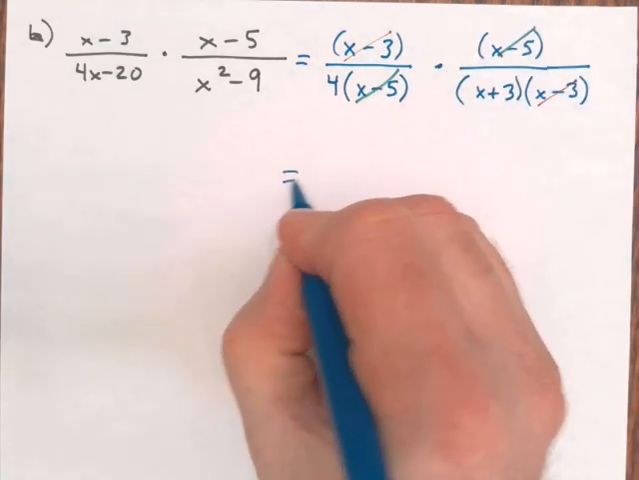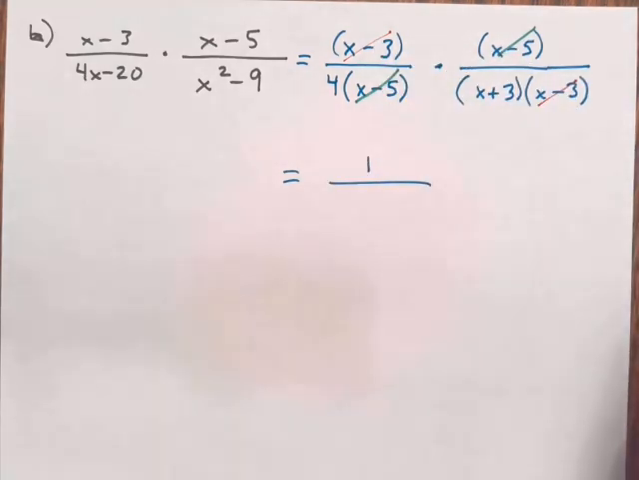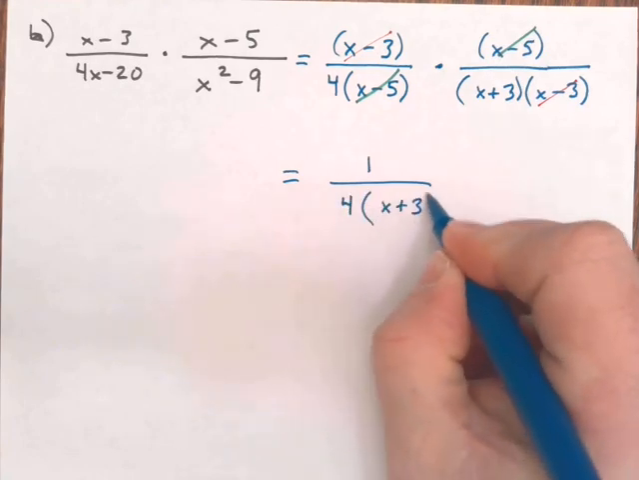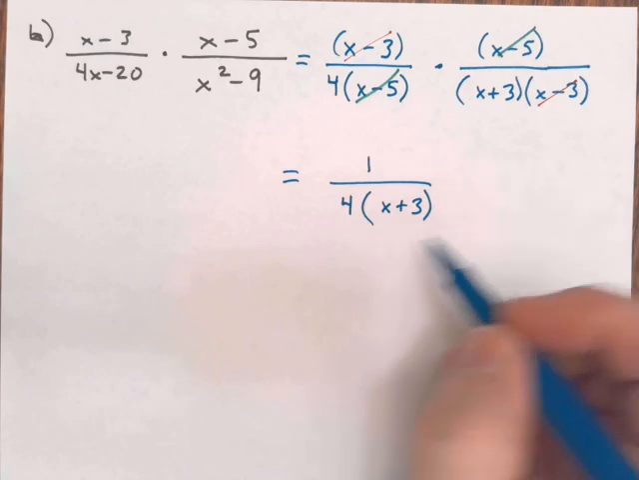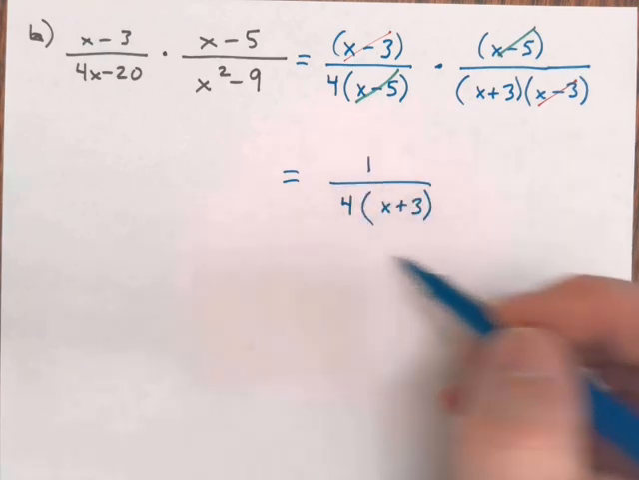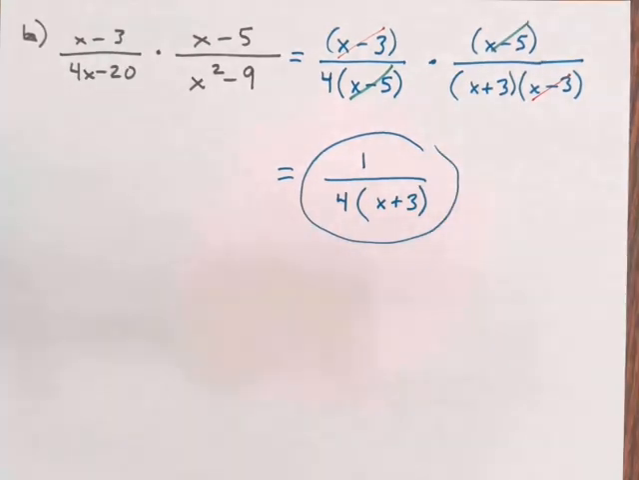It doesn't mean there's nothing there. It's a 1 times 1, really. So we have 1 in the top of our final answer, and what we have left in the bottom is a 4 and an x plus 3. It wouldn't be wrong to distribute that 4 in, but it is an extra step. It is preferred to have your answer in a factored form rather than multiplying that out and getting rid of the parentheses.